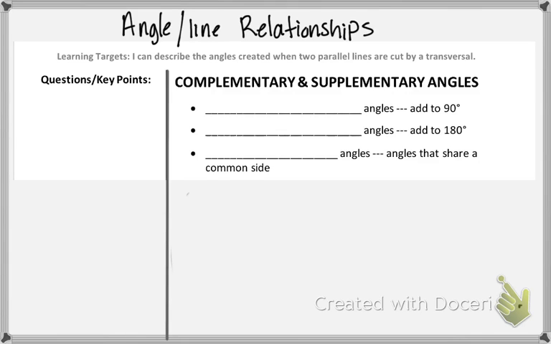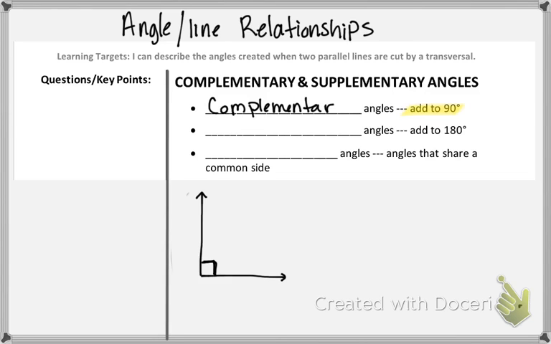I do have a little fill-in here. So the first fill in the blank is going to be complementary angles. Complementary angles add up to 90 degrees. So the angles that we have that add up to 90 degrees, a regular angle that's 90 degrees, looks like this, right? That's the most common example of an angle that's 90 degrees.